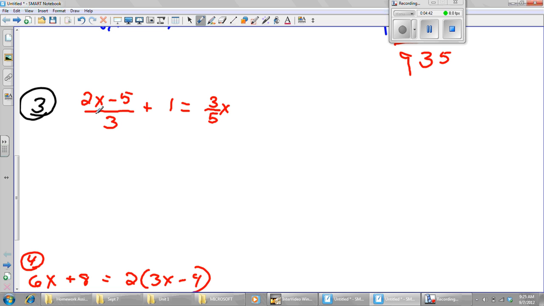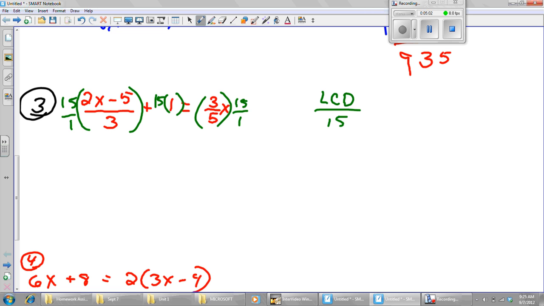I don't like the 5, kind of mucking things up. I do know that the LCD of 3 and 5 is 15. So I'm going to multiply each fraction, or each term, I should say, by 15. And if there's a fraction there, I'll multiply by 15 over 1. I'll simplify the 15 thirds, turn that into a 1, turn that into a 5.